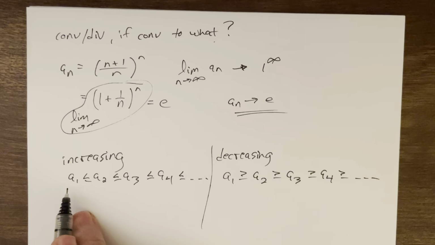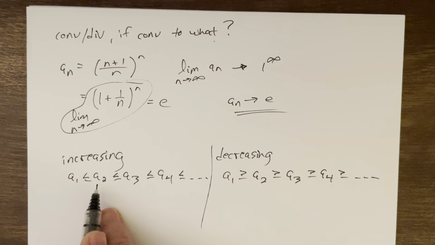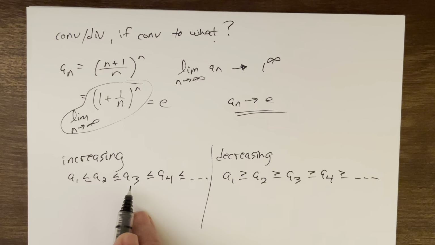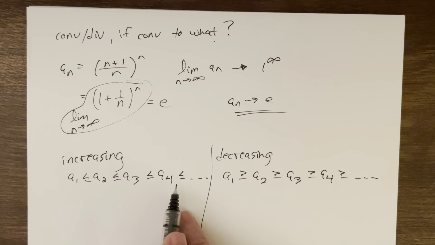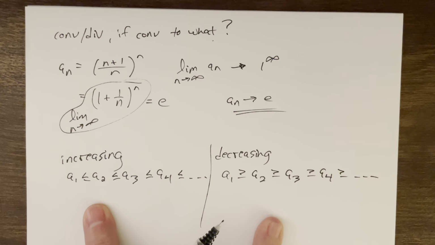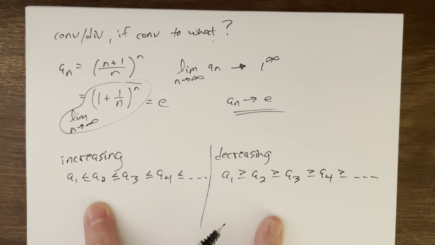Maybe the first term, this is bigger than this, but then after, this is less than this, and this is less than this. So it would be increasing after n greater than 2, or something like that. That's okay too. We're not really worried about that, but just to realize that could come up, but overall, that's what we're looking for.